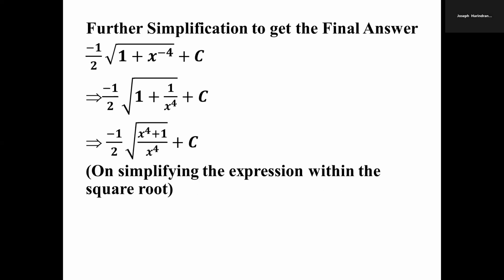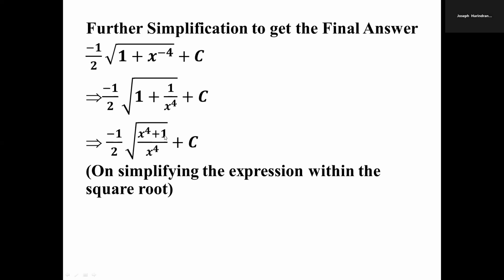So we get the final answer as this. For the simplification, we get the final answer now. Minus 1 by 2 square root of 1 plus x power minus 4 plus c. Again, we simplify this further. Minus 1 by 2 square root of 1 plus 1 by x power 4 plus c. Of course, the expression inside the square root is further simplified as x power 4 plus 1 by x power 4.